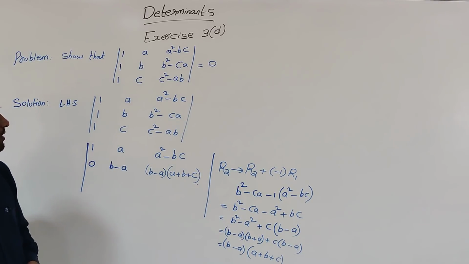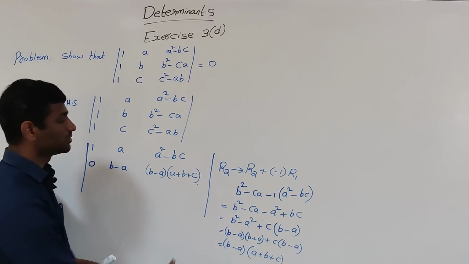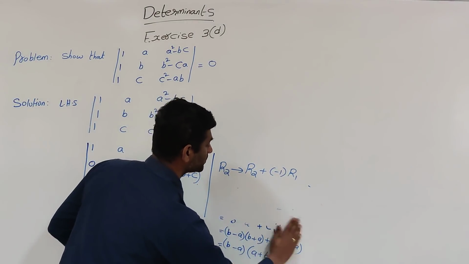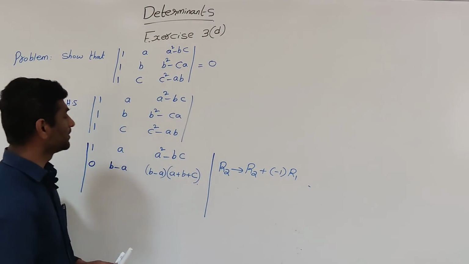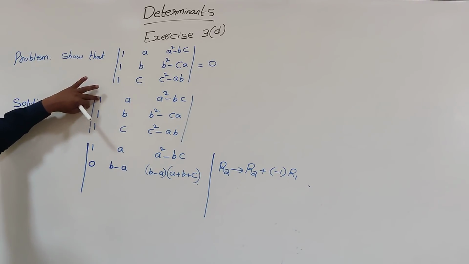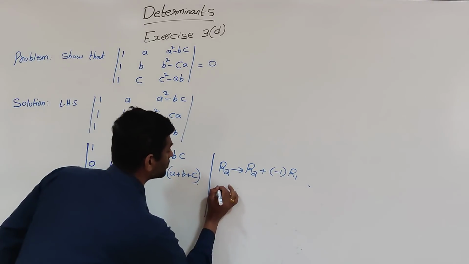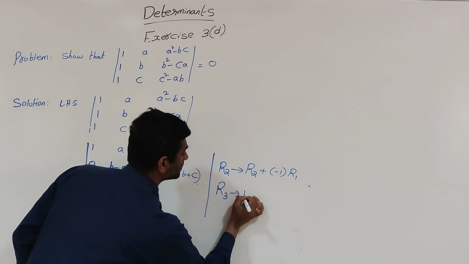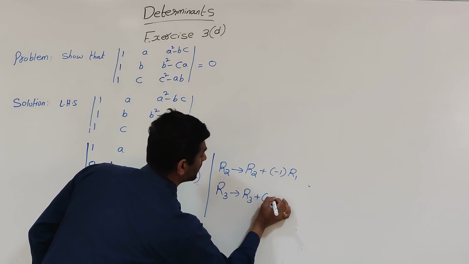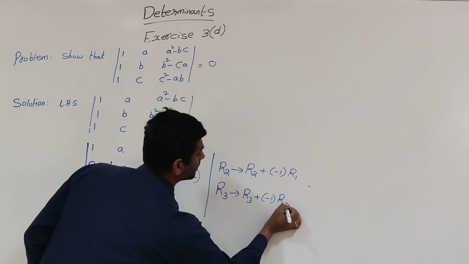Now row 3. How will this row 3 be? What is the operation? 1 and 1, so we can convert it to 0. So R3 is replaced with R3 plus minus 1 times R1.